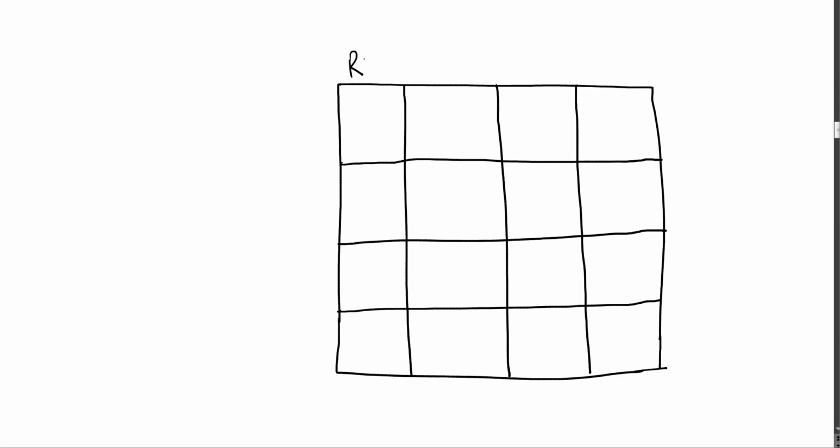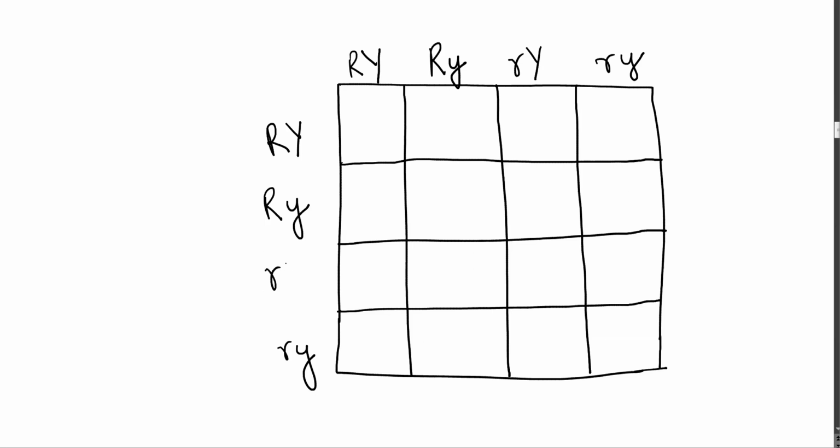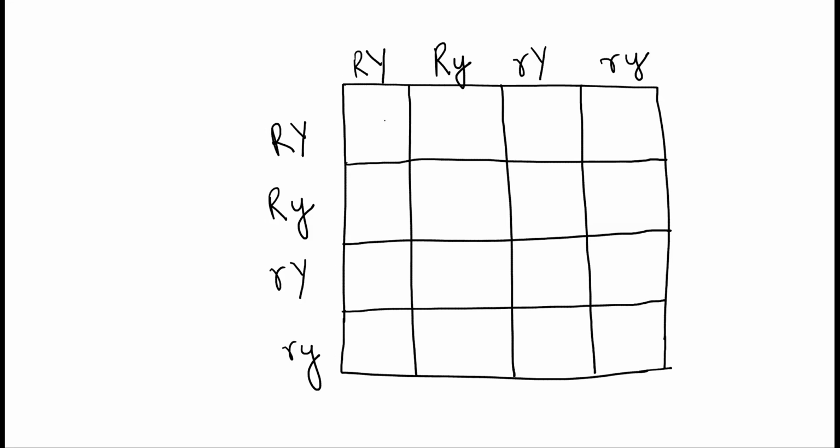The way of writing is that first write capital R, capital Y here, and then small r, small y here. Then the same, capital R, capital Y, and then small r, small y here. Then write capital R, small y, and then small r, capital Y, opposite of this one. Same here: capital R, small y, and then small r, capital Y, like this. Okay, got it? Yes, sir.